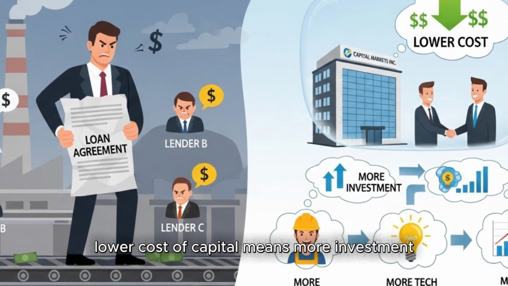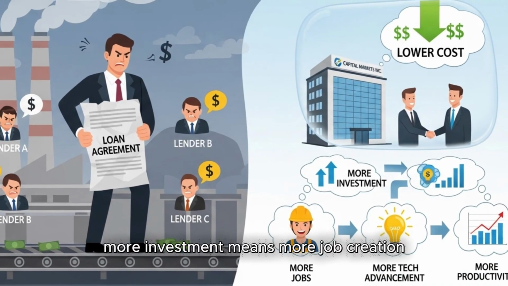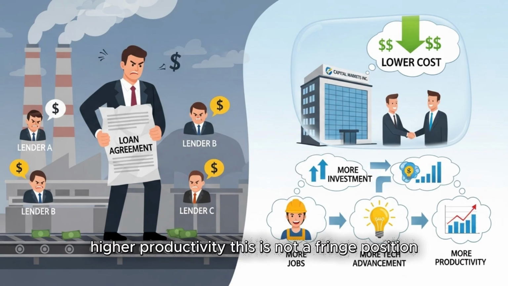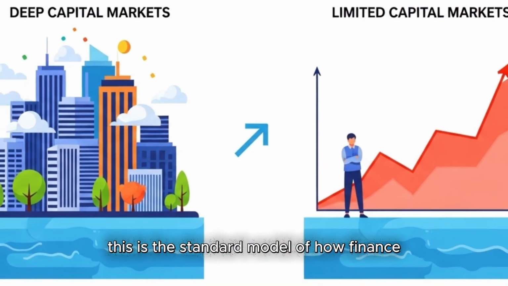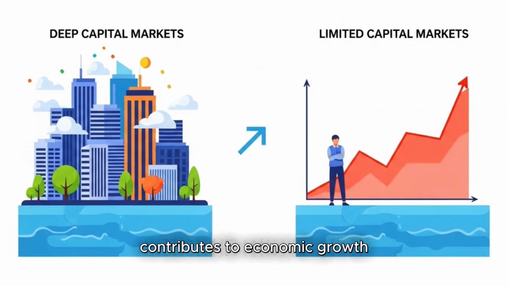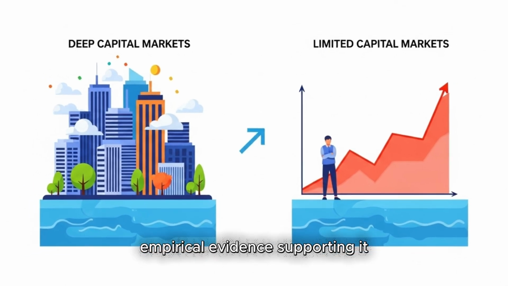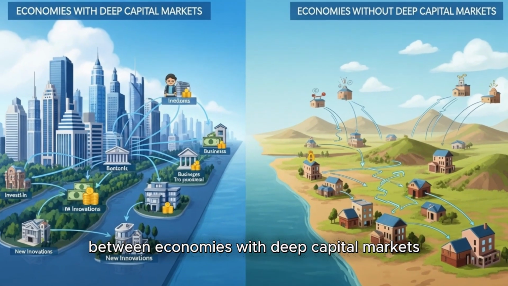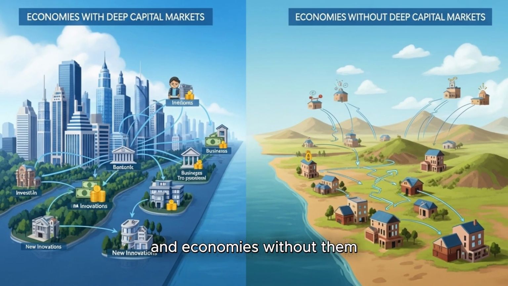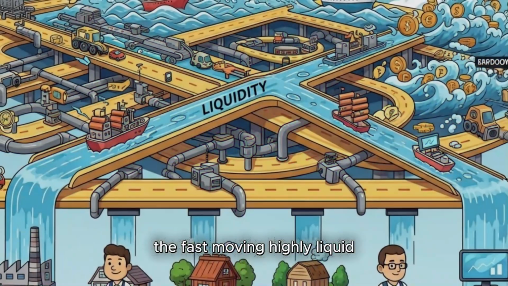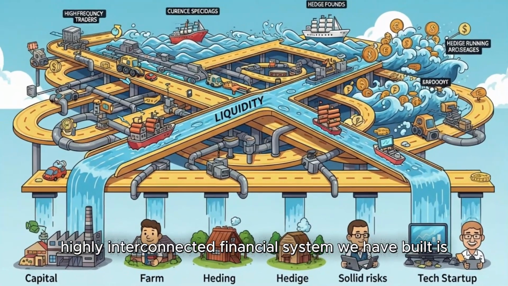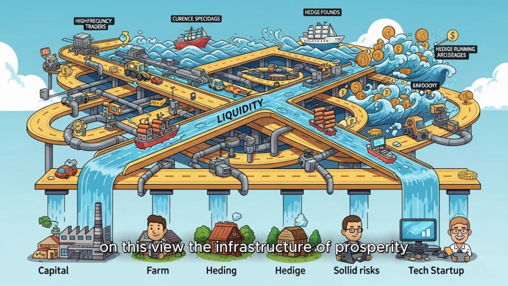Lower cost of capital means more investment. More investment means more job creation, more technological development, higher productivity. This is not a fringe position. This is the standard model of how finance contributes to economic growth, and there is substantial empirical evidence supporting it in the historical record, particularly in comparisons between economies with deep capital markets and economies without them. The fast-moving, highly liquid, highly interconnected financial system we have built is, on this view, the infrastructure of prosperity.